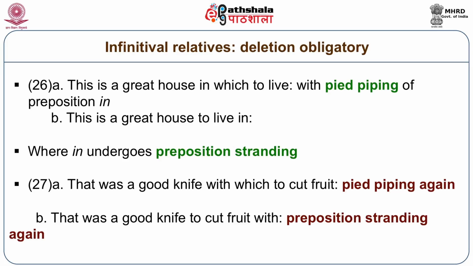in. As you all know, English does not allow the variants a nice house which to live in and a great knife which to cut fruit with. You have to delete the relative pronoun in these constructions which carry the infinitive in the downstairs clause. This deletion, however, is only up to recoverability. What does that mean? That means you don't delete non-recoverable elements.